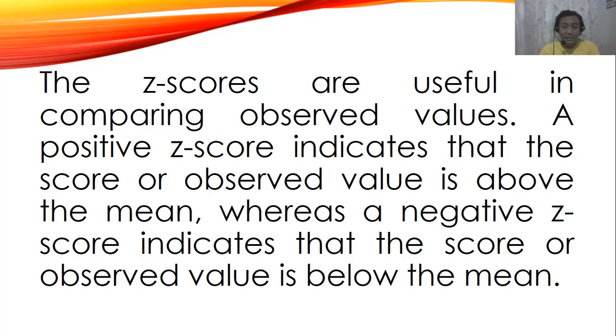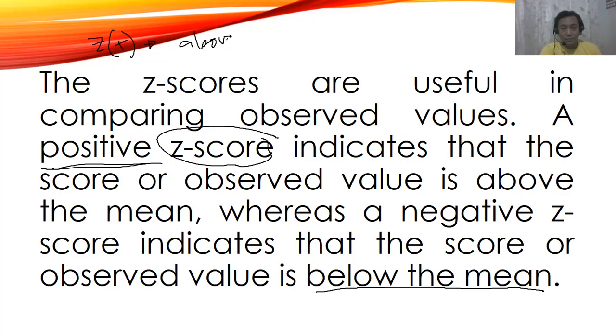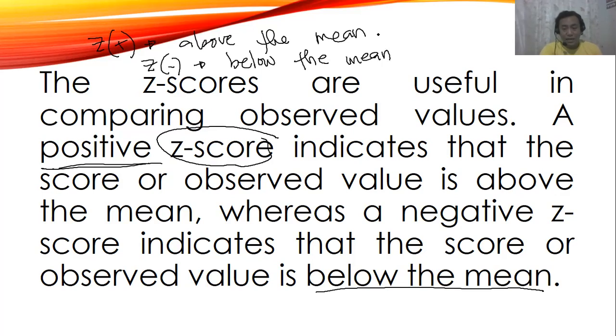A positive z-score indicates that the score or observed value is above the mean. Pag ang nakuha nating z-score is positive, yung observed value is above the mean. Mas mataas siya sa mean. Pero kapag ang z-score natin is negative, therefore, that is below the mean. Matandaan na, if the z-score is positive, above the mean. If the z-score is negative, below the mean. So don't forget that. So later, makikita natin yung kung ano bang meaning nito.